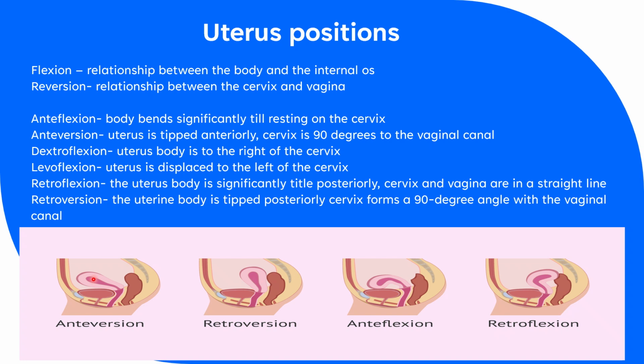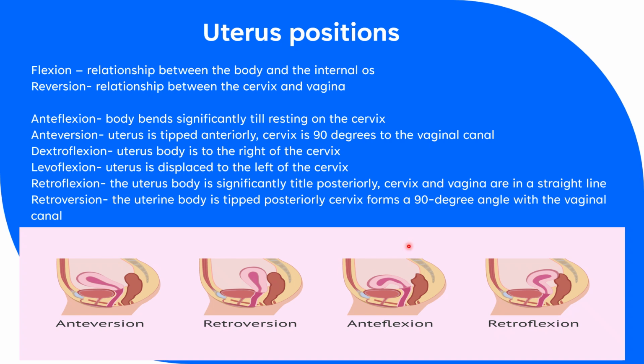Now, reversion is going to be between the cervix and the vagina. And so if you're really talking about flexation or version, look at what it ends with. Does it end in version or does it end in flexion? And we're going to see here flexion, version, flexion, flexion, flexion, version as we go through them. So anti-flexion, meaning forward between the body and the internal os, right? So the body bends significantly till it rests on the cervix. Perfect.